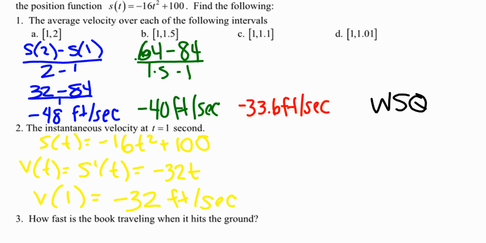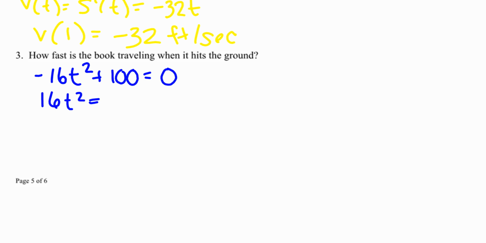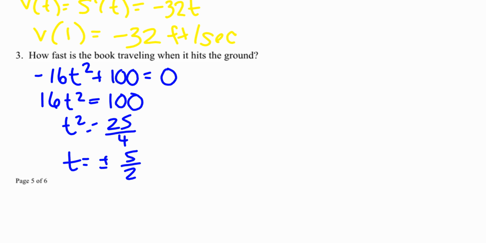How fast is the book traveling when it hits the ground? Well, first we should probably figure out when it hits the ground. So we have our position function, and we're trying to figure out when it hits the ground. Doing a little bit of algebra, 100 over 16 could be 25 over 4. Oh, beautiful number, look at that. Plus or minus 5 halves. We can disregard the negative because we're talking about time here. So the time when the book hits the ground is 5 halves seconds.